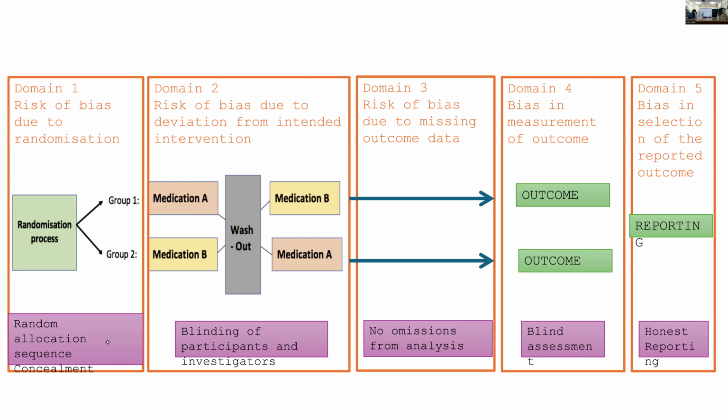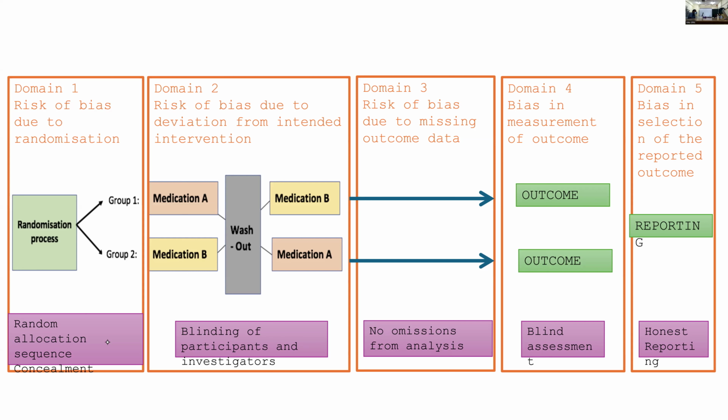Then the fifth domain is when you actually report your outcomes. So it is very important that you honestly report your outcomes. Whatever you have planned to analyze, you must report all those outcomes. If you have a problem in that, you will have bias in selection of the reported outcome. This is applicable to all studies. Special in crossover study is domain S, where you look for risk of bias arising from period as well as carryover effect. Now let's move on to the second type of study design, which is the cluster controlled trial.